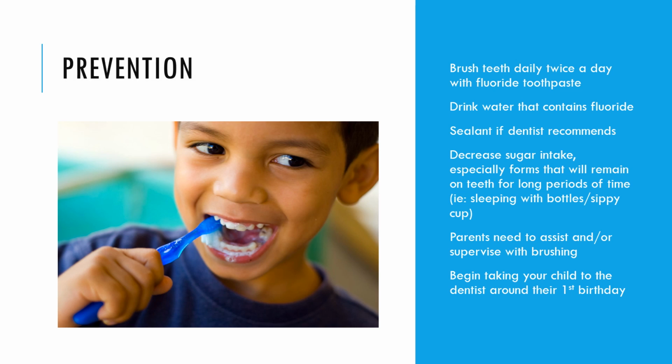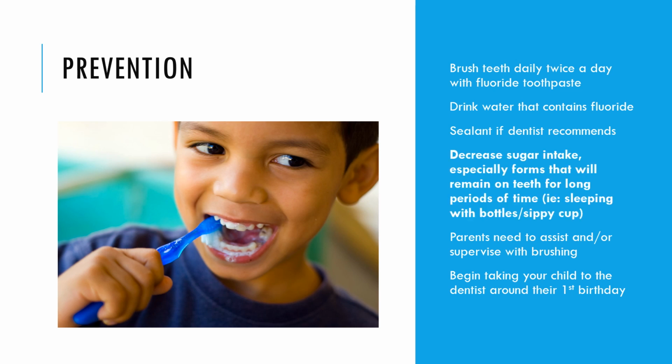Prevention. Prevention is key when dealing with poor dental health. There's numerous things that caregivers can do at home to help prevent caries in children. Parents should help children brush teeth twice a day with fluoride toothpaste. Children should drink water that contains fluoride. If the dentist recommends it, a sealant can be placed on the back molars to help prevent caries from forming.